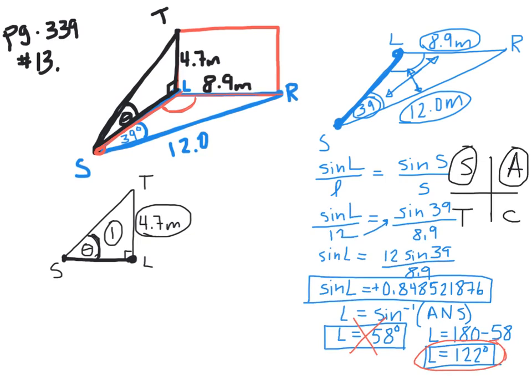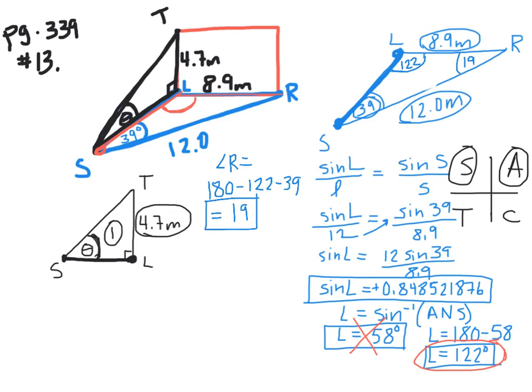So this is where this question could get tricky for a lot of people. This is where somebody may have made a mistake. So 122 is the correct answer for L. Now that we have L, I'm going to find R very easily because we understand that all the angles add up to 180 degrees. So angle R is just going to be 180 minus 122 minus 39. And so angle R is going to be equal to 19 degrees.